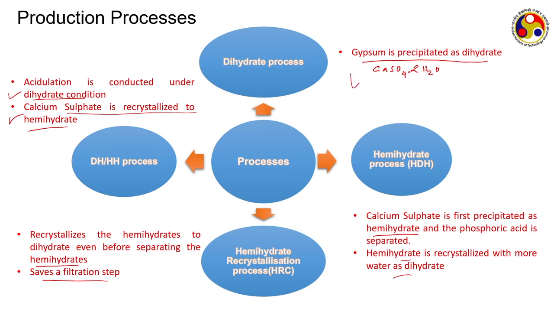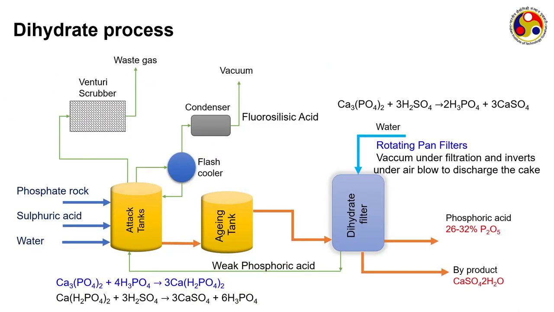We will now focus primarily on the process flow sheet for gypsum. This is the entire dihydrate process. You have the phosphate rock. This phosphate rock is ground in a ball mill to almost 150 micrometer particle size, because you have to reduce its size so its area increases and it becomes ready for reaction. Then sulfuric acid, and as I told you, you have to select what strength of sulfuric acid you require from the equilibrium curves. Then water. These are the attack tanks or acidulation tanks, same thing. In the acidulation tank, the reaction occurs.